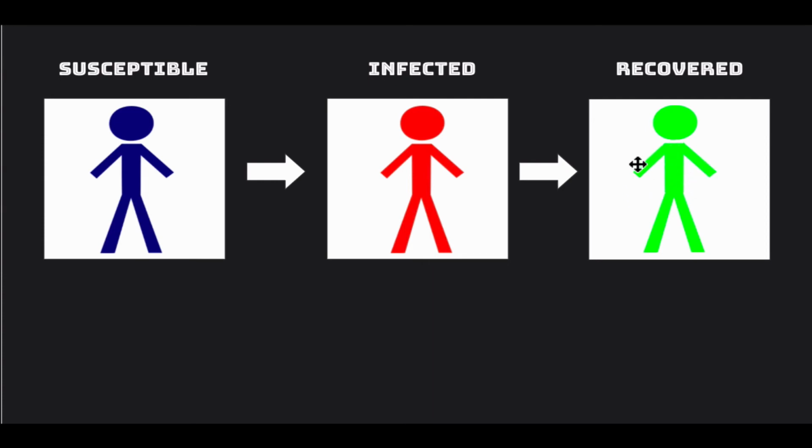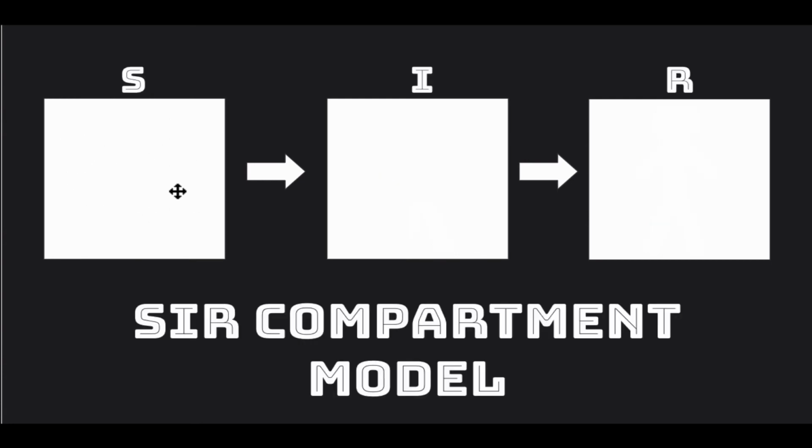This is what's missing in our logistic model, the idea that you move from susceptible to infected to recovered. Now, epidemiologists don't work with stick figures. Instead, what they work with are what are called compartments, boxes. One box for the susceptible population, one box for the infected population, and one box for the recovered population. And what epidemiologists do is try and figure out how you move from one compartment to the next compartment to the next compartment. If you're interested, this is what's called the SIR Compartment Model.